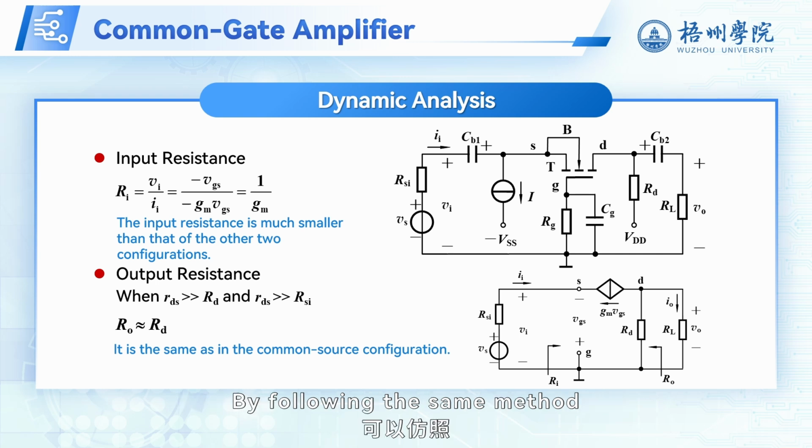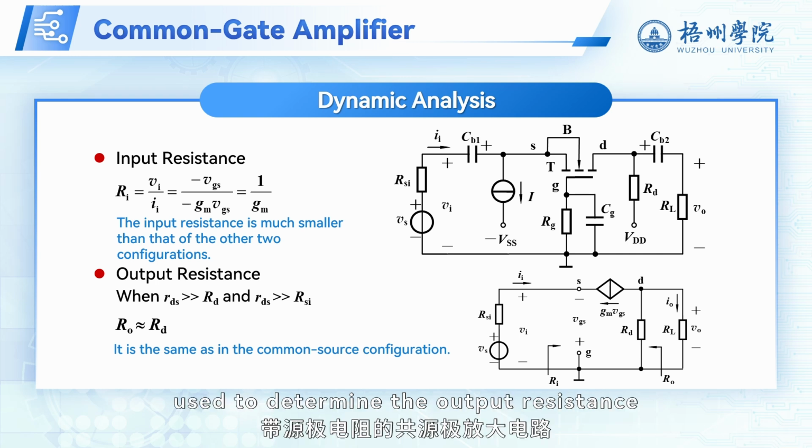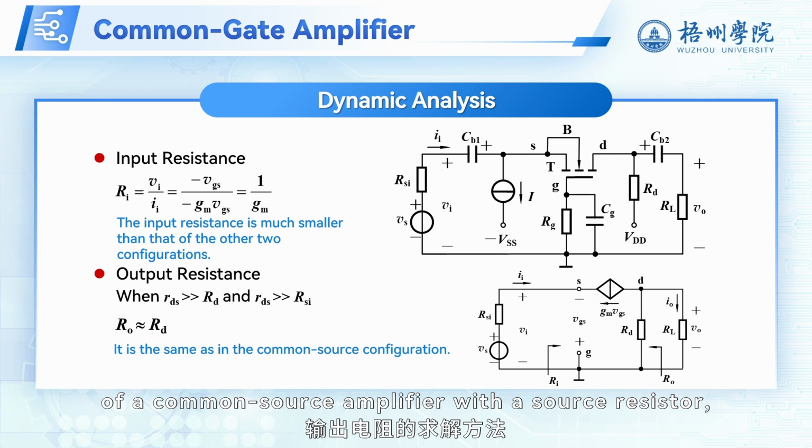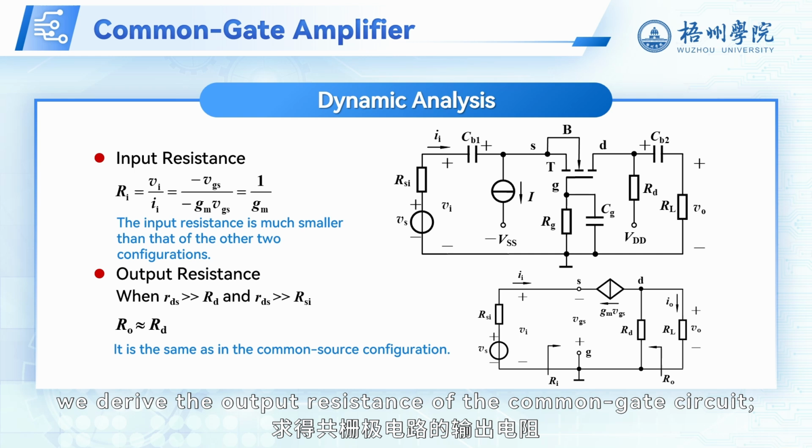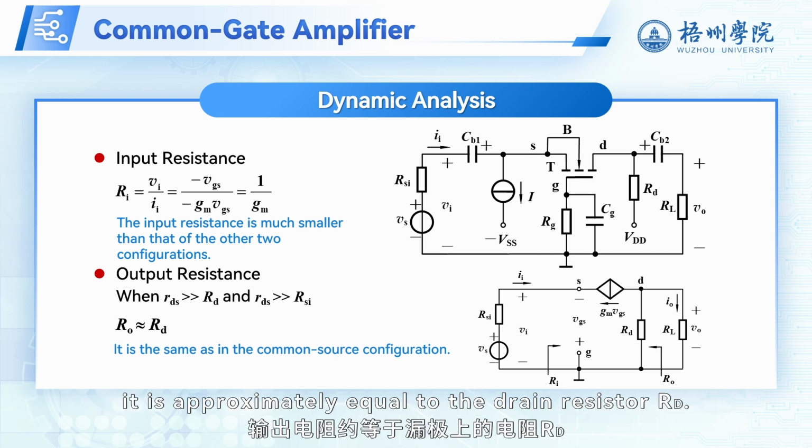By following the same method used to determine the output resistance of a common source amplifier with a source resistor, we derive the output resistance of the common gate circuit. In most cases, it is approximately equal to the drain resistor R sub D.